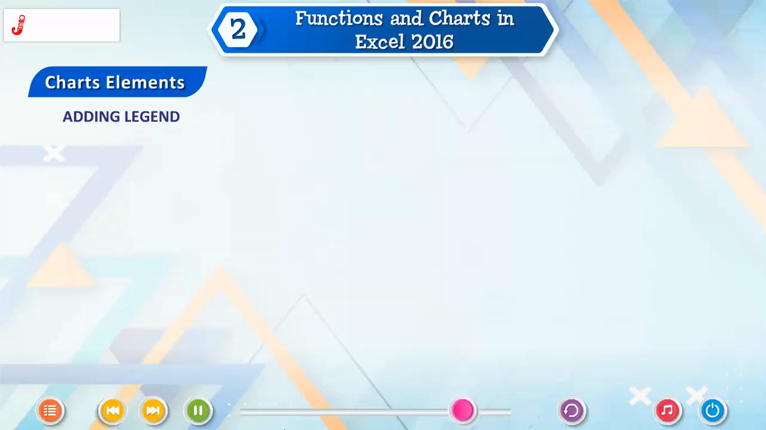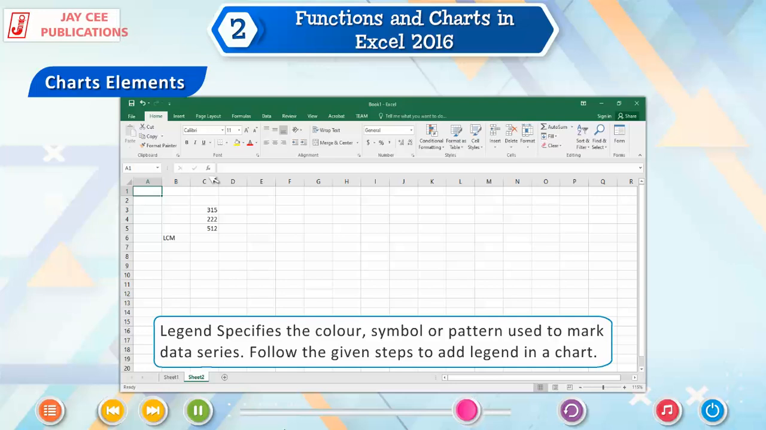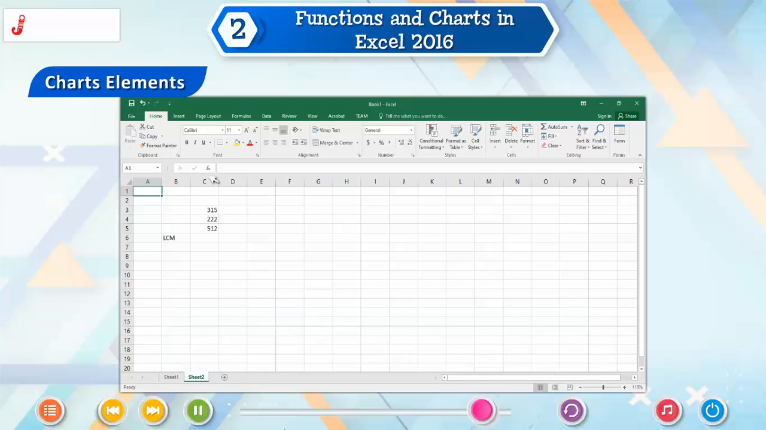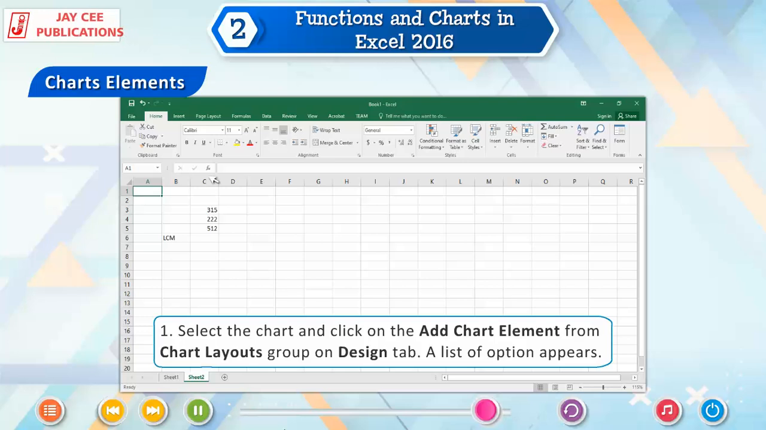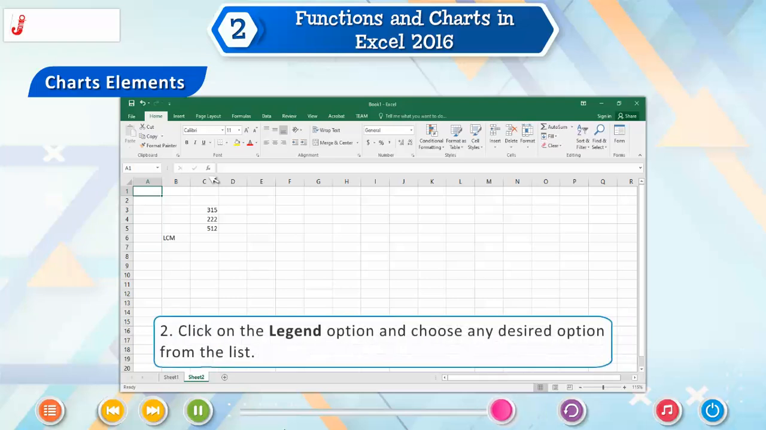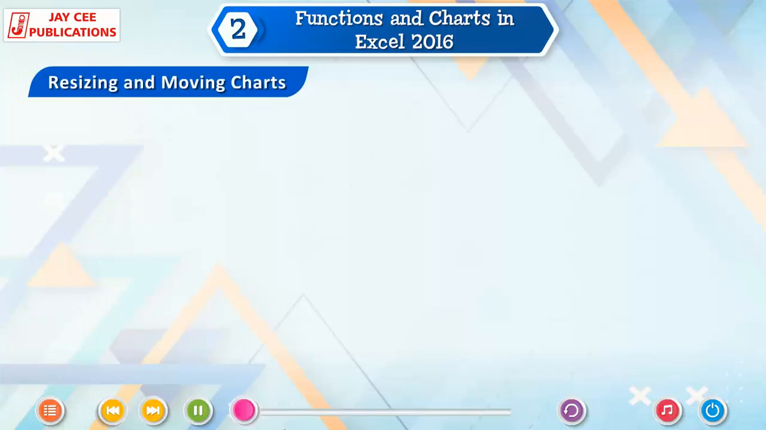Adding legend. Legend specifies the color, symbol, or pattern used to mark data series. Follow the given steps to add legend in a chart. 1. Select the chart and click on the Add Chart Element from Chart Layouts group on Design tab. A list of options appears. 2. Click on the Legend option and choose any desired option from the list. Resizing and moving charts.